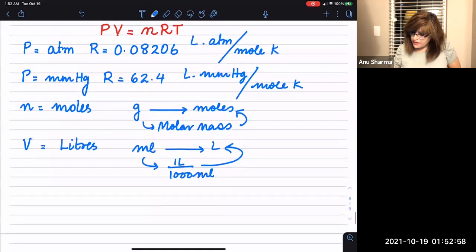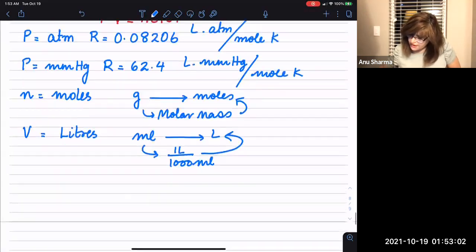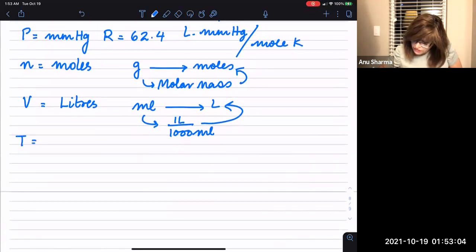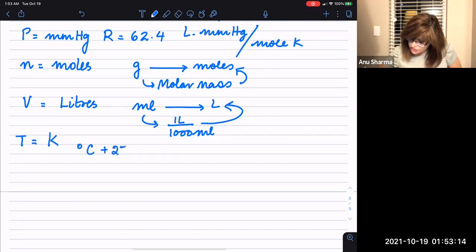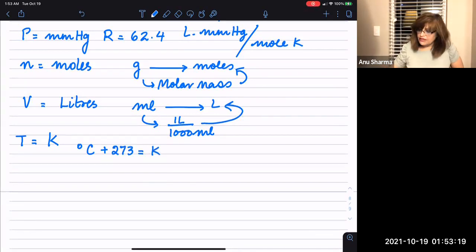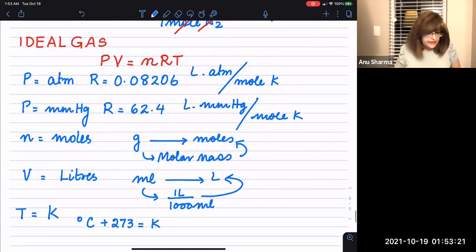And then R, P, V and R, T, and temperature. Temperature always, always, always in Kelvin. So if it is in Celsius, you have to convert to Kelvin. If something is in Celsius, then you add 273, and that will give you the Kelvin. So these conversions are important for the ideal gas law.